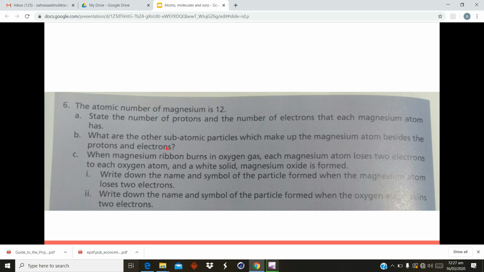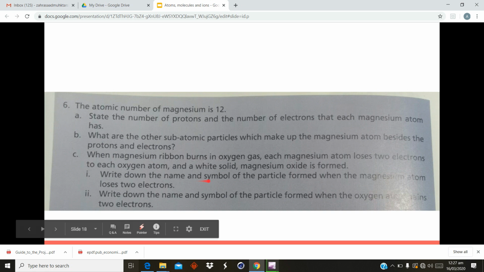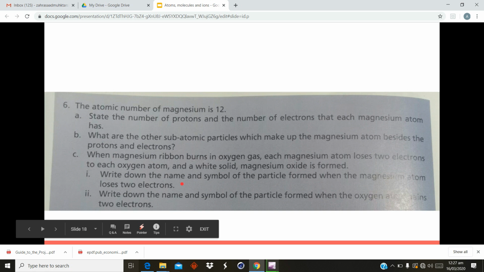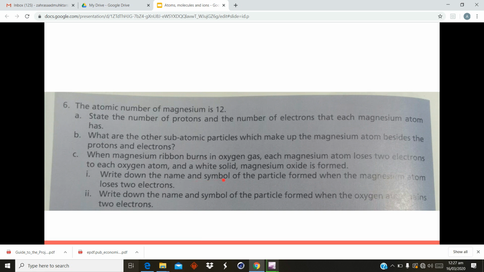When magnesium ribbon burns in oxygen gas, each magnesium atom loses 2 electrons to each oxygen atom, and a white solid magnesium oxide is formed. Write down the name and the symbol of the particle formed when magnesium atom loses 2 electrons. So basically this is a reaction where, in the presence of oxygen gas, magnesium ribbon burns, and then it basically produces a compound which is called magnesium oxide.